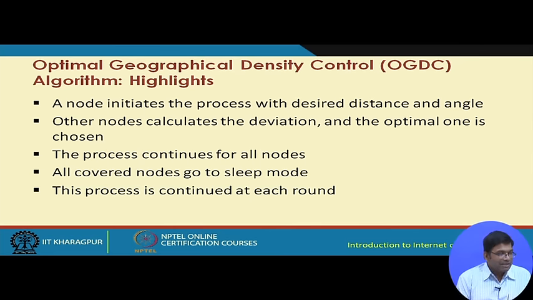So some highlights again. A node initiates the process with the desired distance and angle. Other nodes calculate the deviation and the optimal one is chosen. The process continues for all nodes and all covered nodes go to sleep mode. This process is continued for each round.